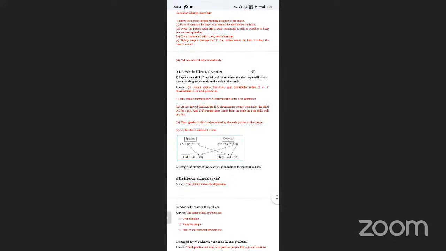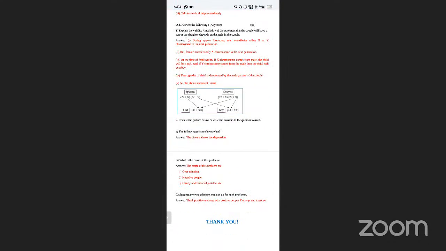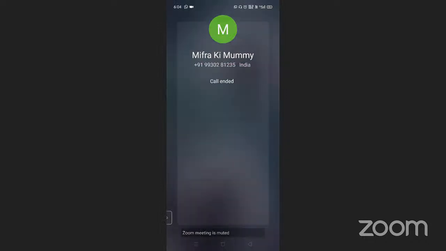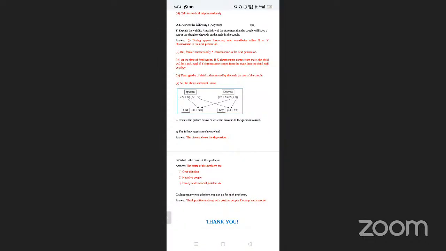Now the last question, that is question number 4, answer the following. Here 2 questions are given to you and you are supposed to write any one out of it, whichever you are 100% sure about, whichever you feel very confident about, that question you can attempt. So the first question is, explain the validity or invalidity of the statement that the couple will have a son or a daughter depends on the male in the couple. This statement you have to explain, that it depends on the male.